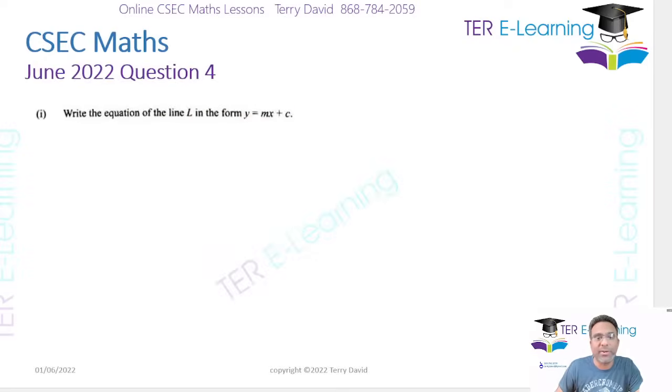Next part, they gave us a straight line, and what they want here is to write down the equation of this straight line. So here's what we need to do. You want to find the equation of this line here, right? All equations of a straight line look like this: y equals mx plus c.